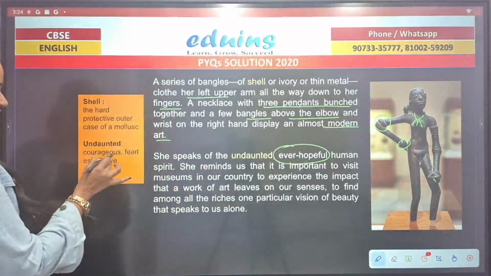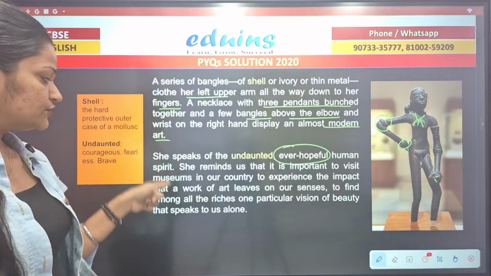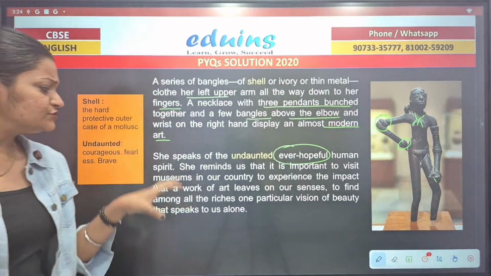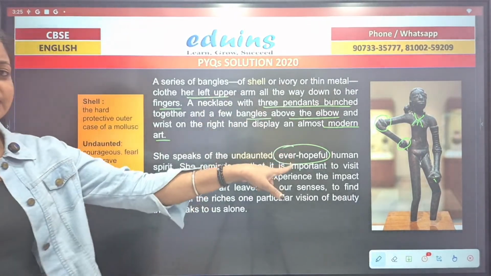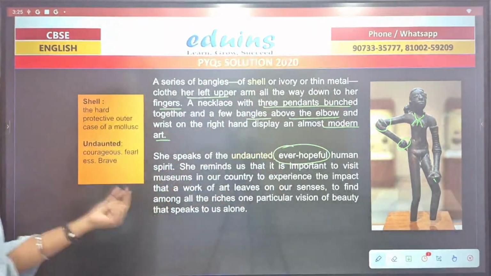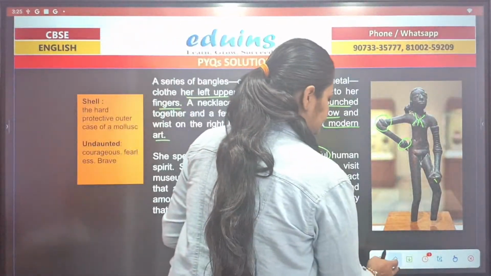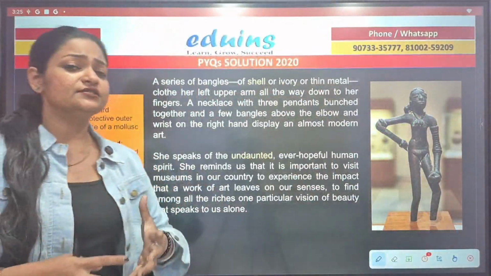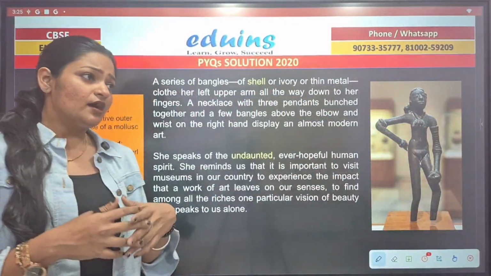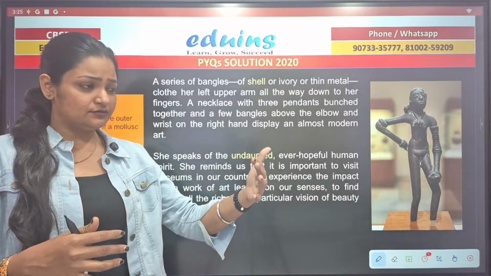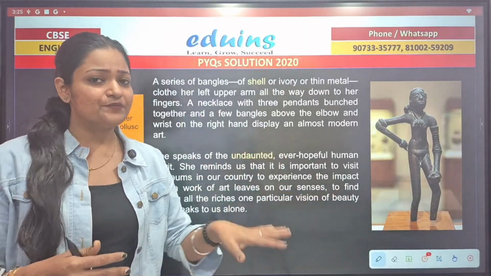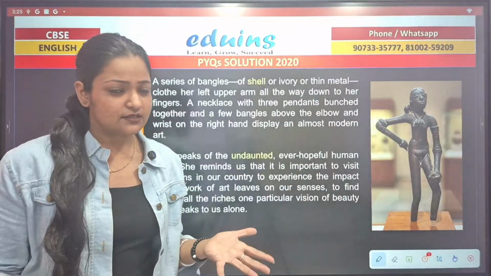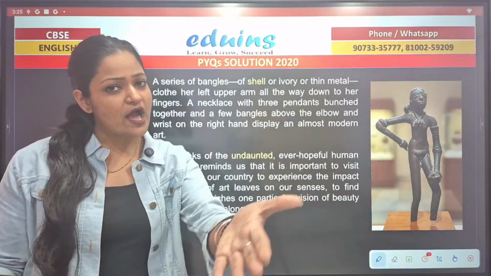As you can see the meaning over here, I have written. Full stop. She reminds us that it is important to visit museums, and she means the dancing girl reminds us to visit museums. Because in museums we see different things, we discover different things, and the unique things present in the museum, we discovered something new out of that. Seeing this dancing girl, you have your own opinion.